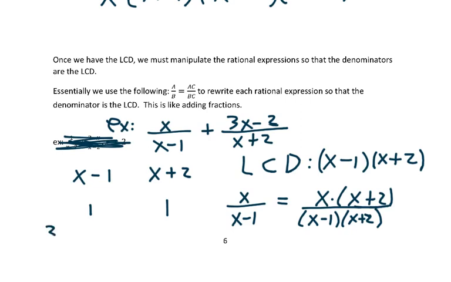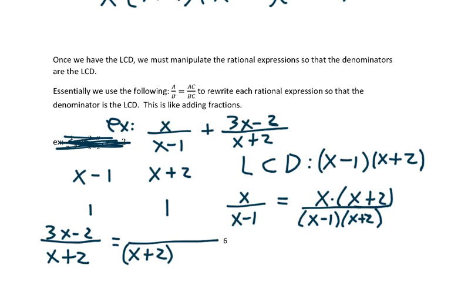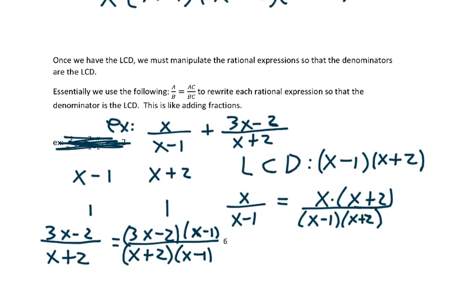For the second fraction, we have 3x minus 2 over x plus 2. But again, we want the denominator to be x plus 2 times x minus 1. Remember, you can multiply in any order you want. So we have to multiply the numerator by x minus 1 as well, like so. Now that we have a common denominator, what we would do now is just add them. And of course, I'm running out of room. So now we're ready to add.